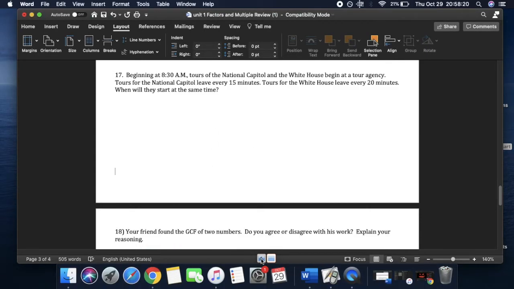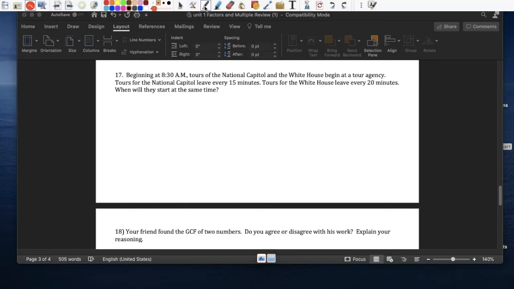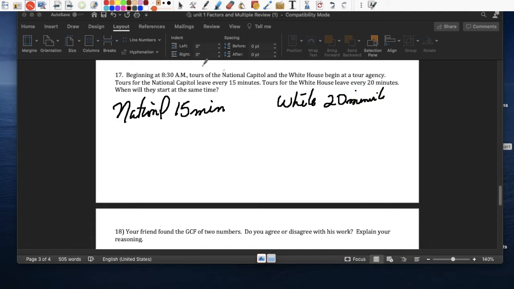Okay. So 17 says there's a show that starts at 8:30. I think we did this in class. Tours of the National Capitol and the White House begin at a tour agency at 8:30. The National is every 15 minutes. The White House is every 20 minutes. So they both start at 8:30. The next one would be at 8:45 for the National, and for the White House at 8:50, and so on and so on.